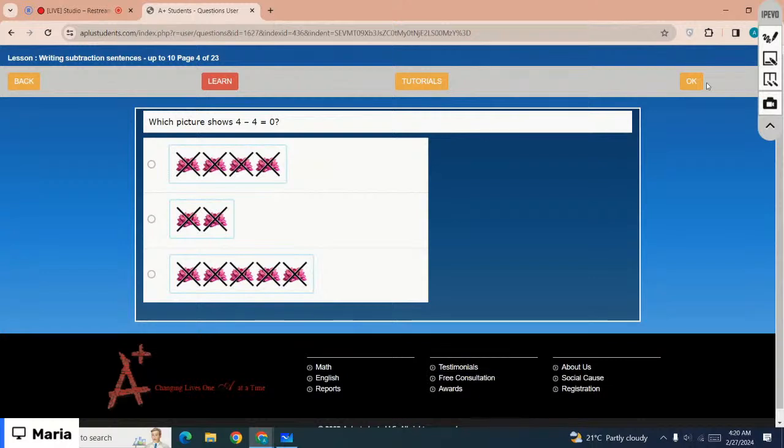Which picture shows 4 take away 4 equals 0? So which is the correct option? Yes, the correct option is option number 1. You are given the 4 flowers and they all are crossed. So option number 1 is the correct option. 4 take away 4 is 0, right?